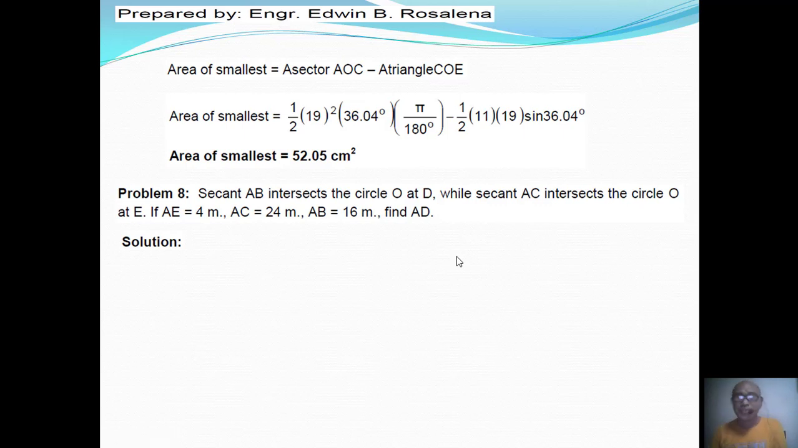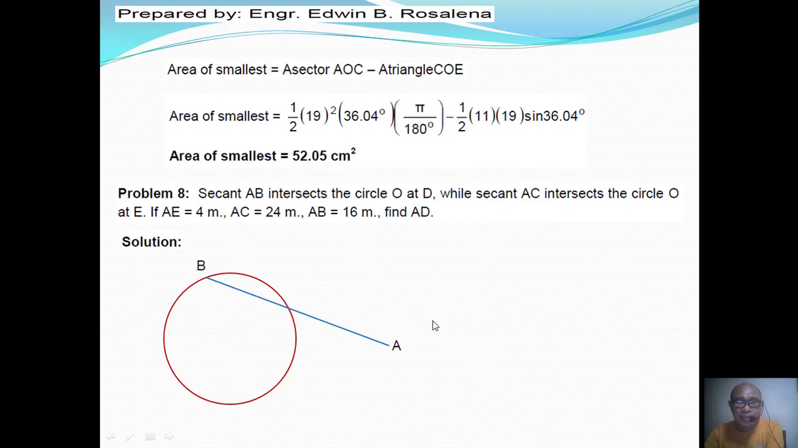So, may circle O ka. So, may draw muna tayo ng circle O. Ito yung circle O. Then, may secant AB. Ito yung secant AB. Intersect the circle at B. Point dito. We have another secant AC. So, we have the same point A here. So, draw na ako ng AC. Intersect the circle at E. E pala to. Ano yung mga distances natin dyan? So, AE is 4, while AC is 24. AB equal to 16. Then, find AD.